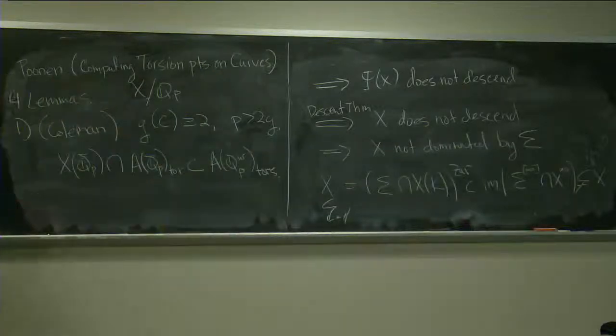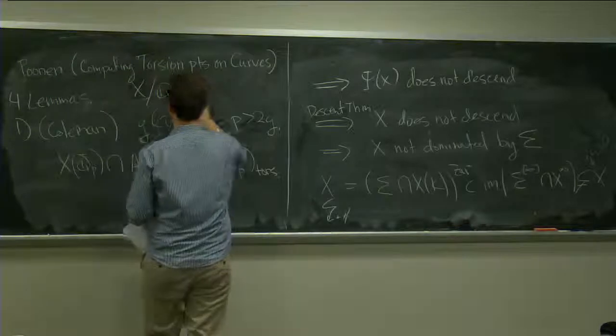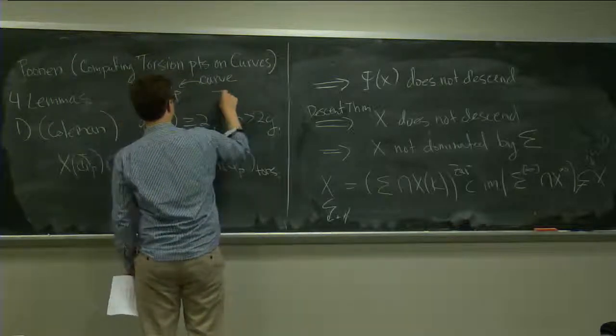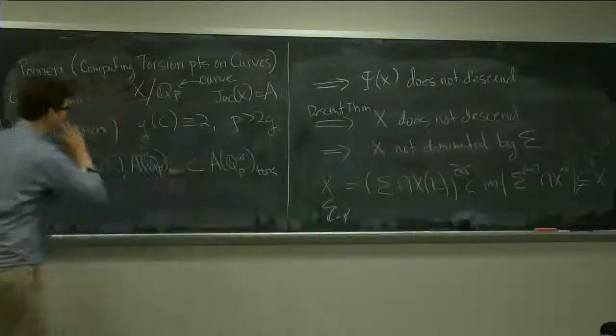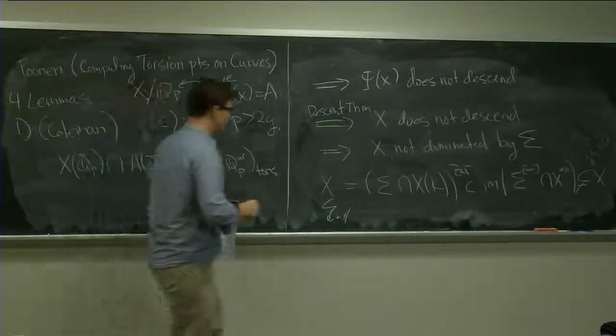Okay, and this will play a crucial role. So again, A, this is a curve. Okay, and then the Jacobian of the curve is A. Okay, and it's also defined over Qp or Q. Okay, and so this is something that we'll need.